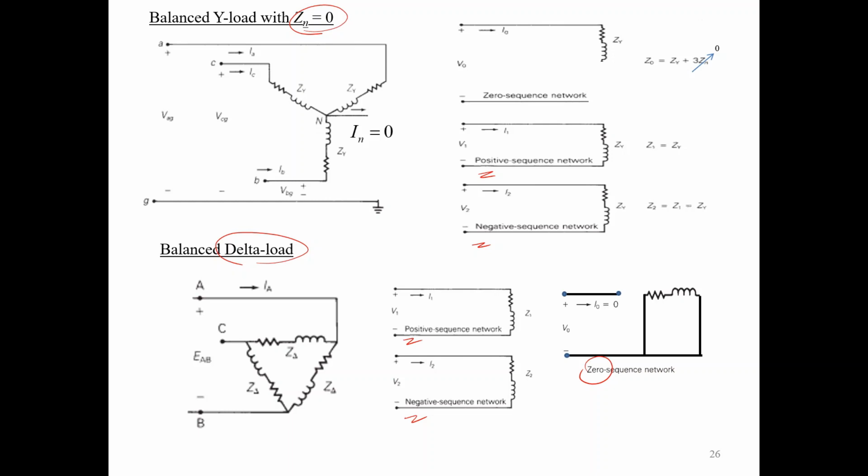If you don't have a neutral in the Y connection, you just remove the neutral, okay? But what happens if you have the delta? Let me explain this way. This is the complete circuit. The delta itself is a complete circuit. So that's why if you have delta, you do have the zero sequence in the closed form like this.